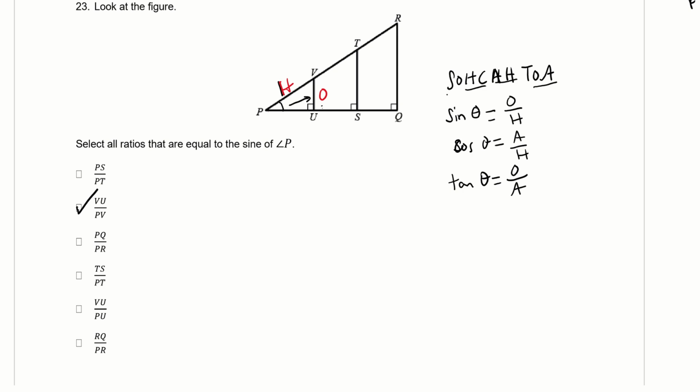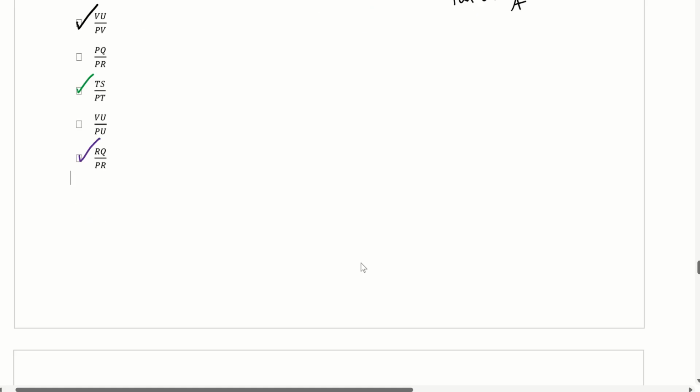All right, so now let's look at this triangle. Opposite of that is this one, and the hypotenuse is this one, so it's going to be TS over PT. And then finally, I can do it in terms of this right triangle. So this is going to be opposite over hypotenuse, so it's going to be RQ over PR. All right, so there you go. So that's it.